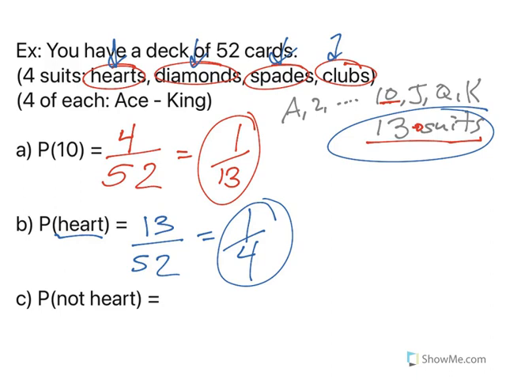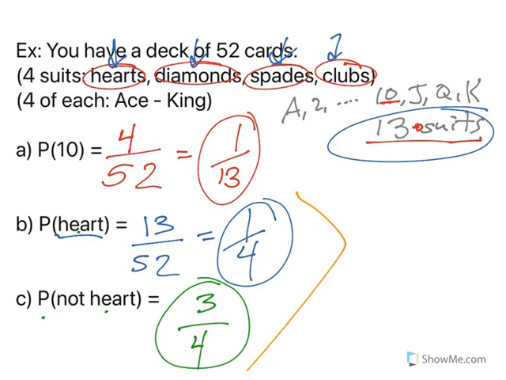Now, letter C, let's think about this. If part B gave us the probability of a heart, and that's 1 out of 4, then the probability of not a heart is everything else. So if 1 out of 4 is a heart, then 3 out of 4 is not a heart. Because the event and the complement of that event have to equal 1. And in fact, 1/4 plus 3/4 does equal 1.